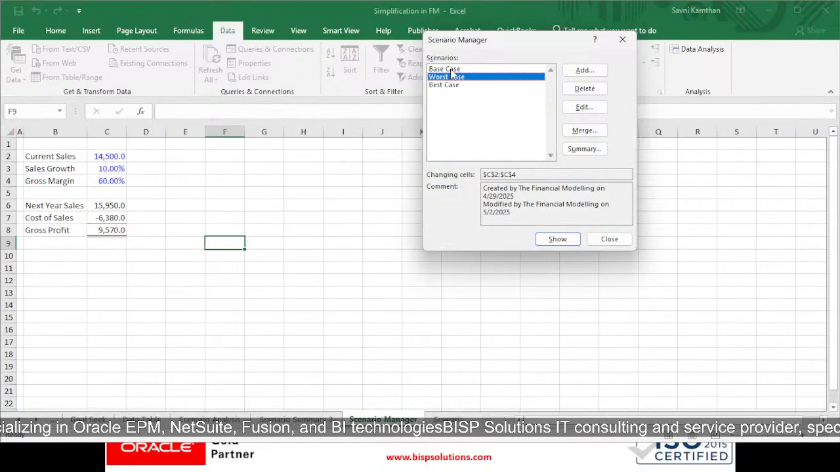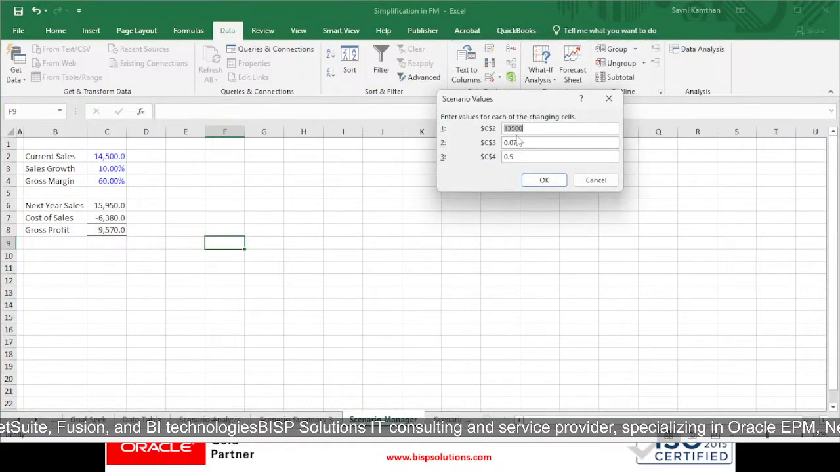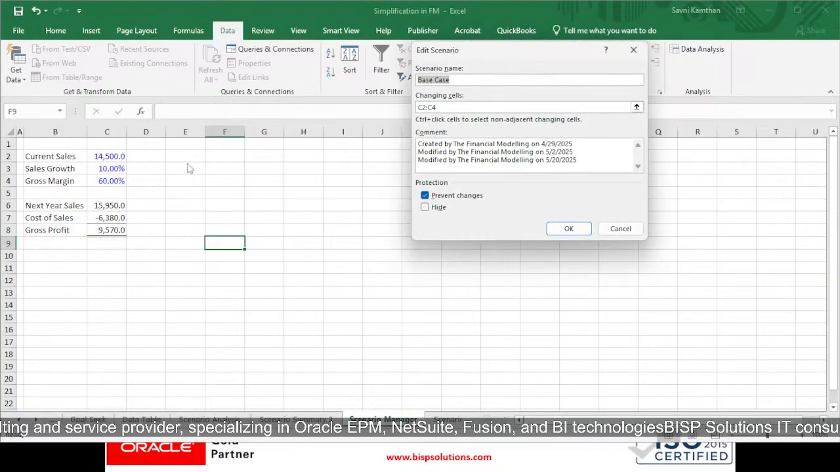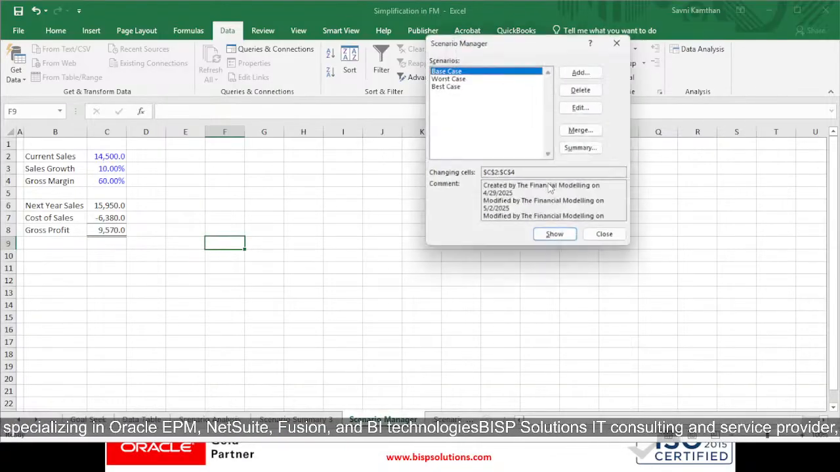Then worst case, same as best case. What worst case are you expecting to happen? So my sales will be decreasing to 13,500, 7% will be my sales growth and 50% is my gross margin. Base case: current sales is 14,500, 10% sales growth and gross margin is 60%, and OK.